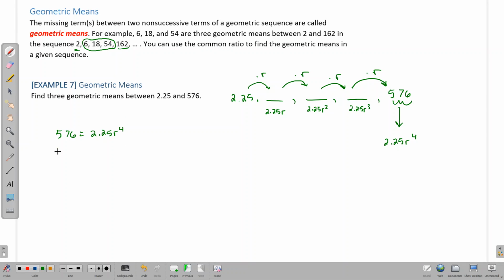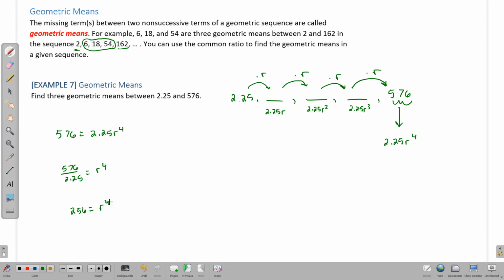Now it's important here to follow order of operations. In this equation, we need to get r by itself, but in order to do that, we need to get rid of this coefficient before we deal with the exponent. It's going to be much cleaner if we move this first. So to move this to the other side, I've got to divide both sides by the 2.25. 576 over 2.25 equals r to the 4th. If this doesn't come out nice, then I would leave it the way that it is, but for this particular problem, that does divide nicely and gives you 256.